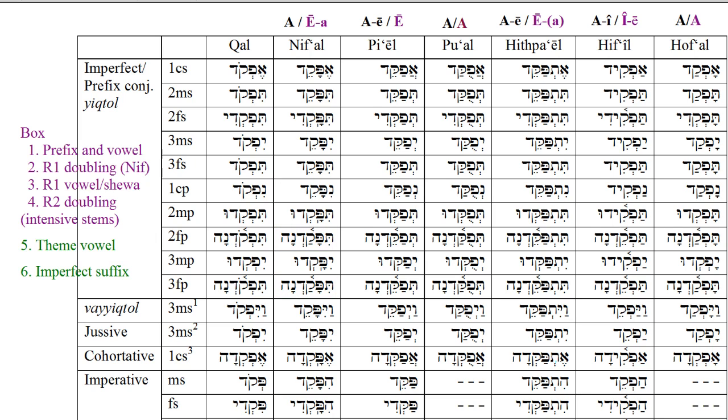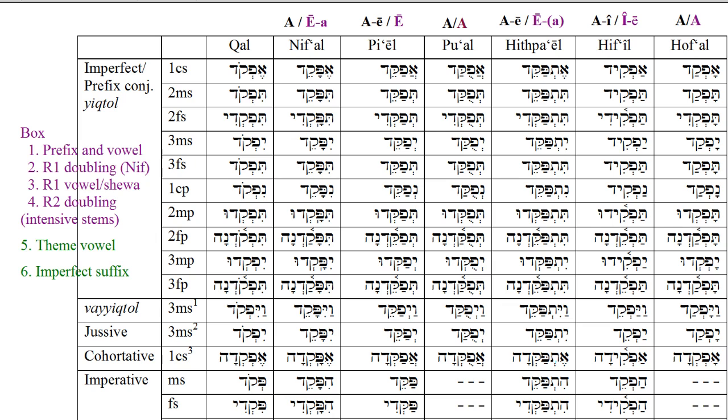Note that unlike most other imperfects in the derived stems, these relatively uncommon feminine plural forms have a patach as theme vowel. But normally these forms can be identified by the box characteristics and the imperfect suffix.